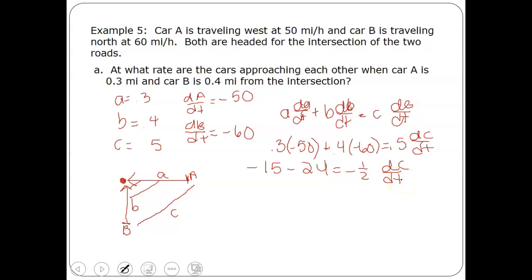Because to get rid of this, you can multiply both sides by 2. Why is that 2.5? Because it's 0.5. Oh, yeah. Isn't it positive 0.5? Yes. If you left it at 2, you would have canceled that. It would have been dC equals something. Negative 15, negative 24 is negative 39. Negative 39 times 2, negative 78.